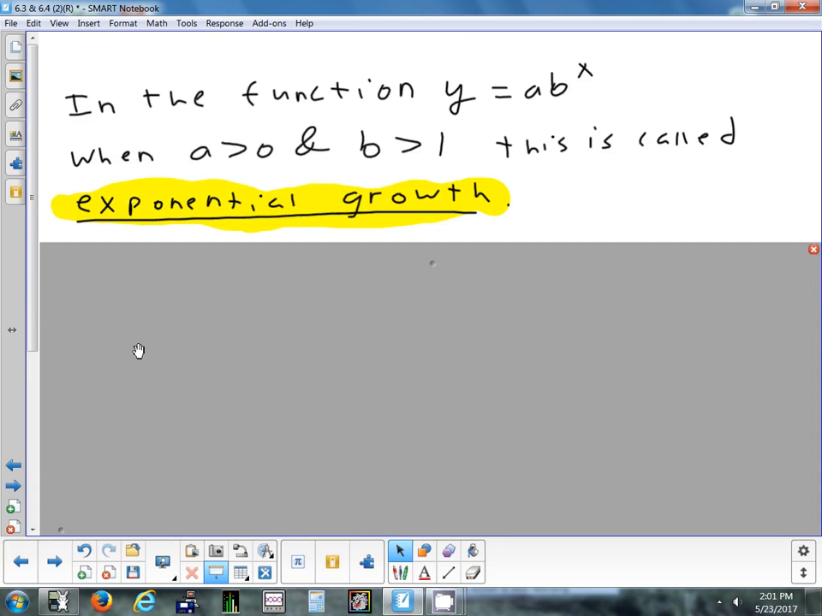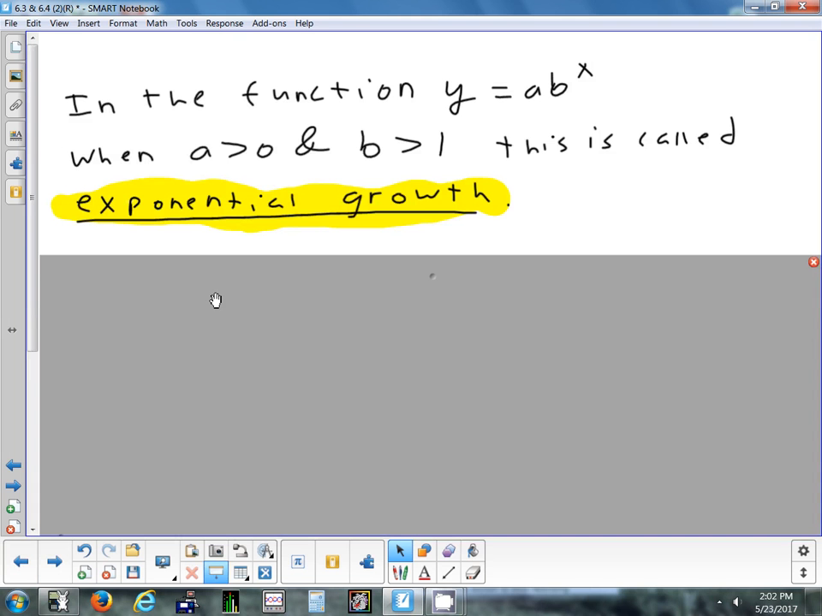So on your notes, guys, what does this say? A is what? Greater than 0 and what? So when A is greater than 0 and B is greater than 1, that's going to be exponential growth. That means your graph's going to go up in the positive direction. All right?